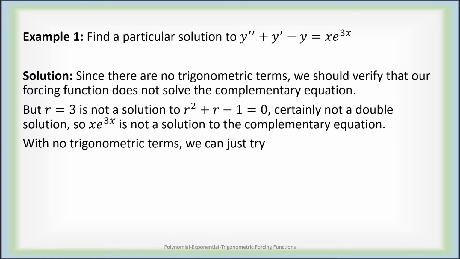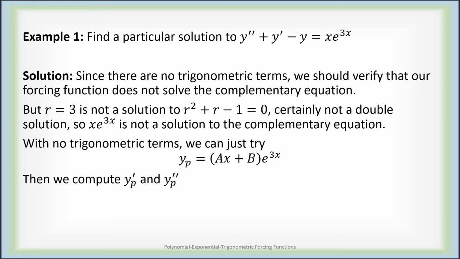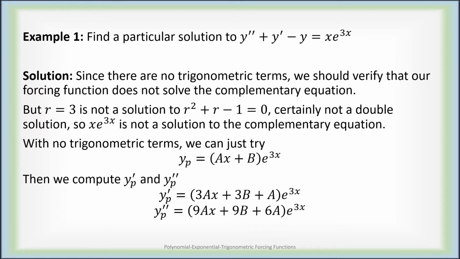So with no trigonometric terms, we're just going to try a polynomial of degree 1, ax plus b, times e to the 3x. Even though this polynomial just has an x, I think that's a polynomial of degree 1, so my solution would be an arbitrary polynomial of degree 1. I might need a constant term in there. So I can compute the first and second derivatives. Here's the first derivative, there's the second derivative. Okay, it's just a matter of a bunch of product and chain rules.